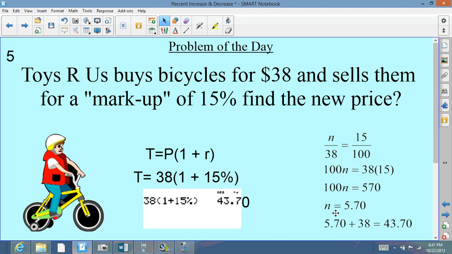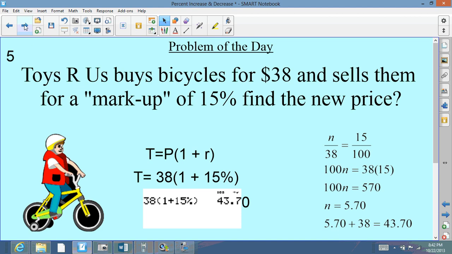But remember, that's the difference between the old price and the new price. So that difference has got to be added on to the existing price, which is $38. And when you add $5.70, which was the amount of change, onto $38, you get, again, $43.70. So either method that you do it, you'll get the same answer. So you can use the formula or you can use the proportions.